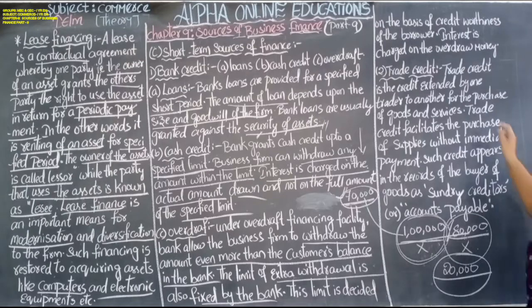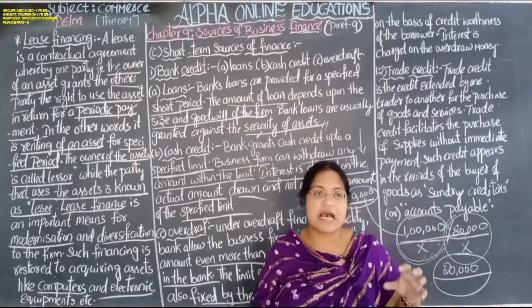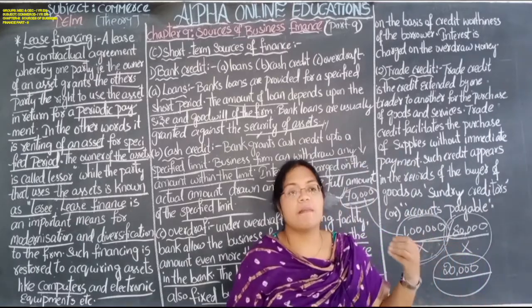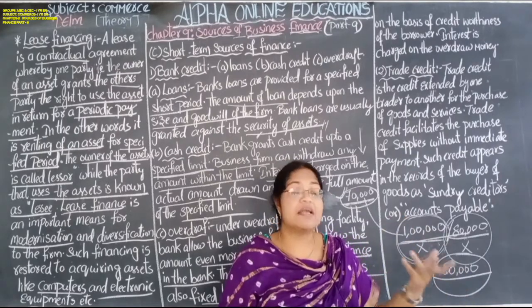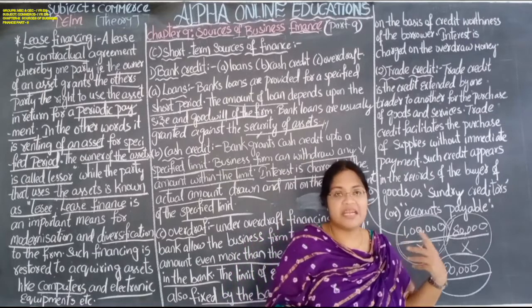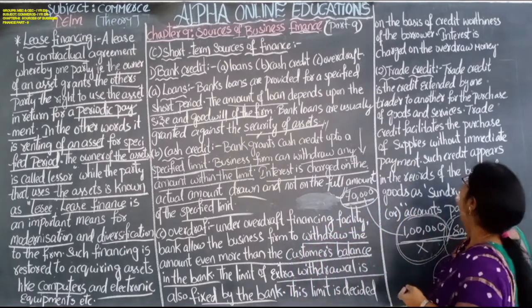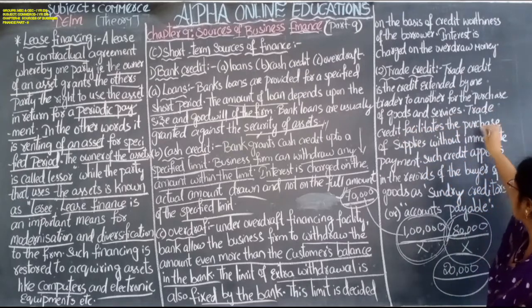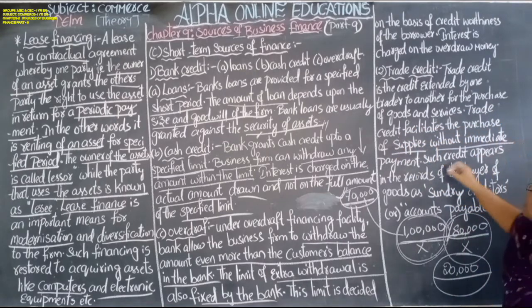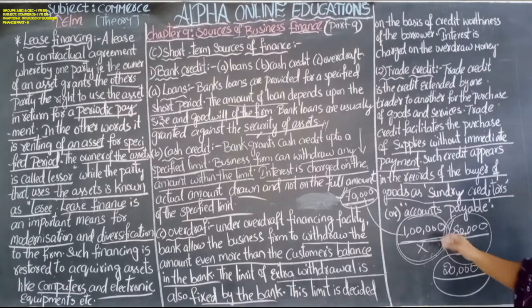Next, trade credit. Trade credit is a credit extended by one trader to another for the purchase of goods and services. So trade credit means a supplier is giving goods or services on credit basis and another person is purchasing it. The trade credit facilitates the purchase of supplies without immediate payment. So the purchaser will not make an immediate payment to the supplier. Such credit appears in the records of the buyer of the goods as sundry creditors and accounts payable.